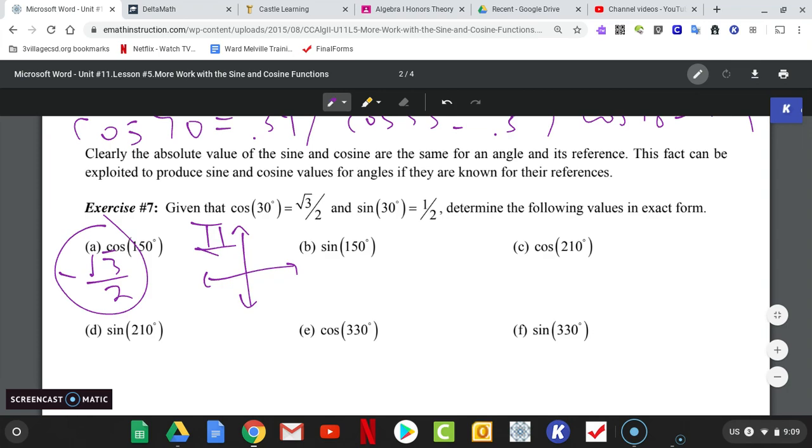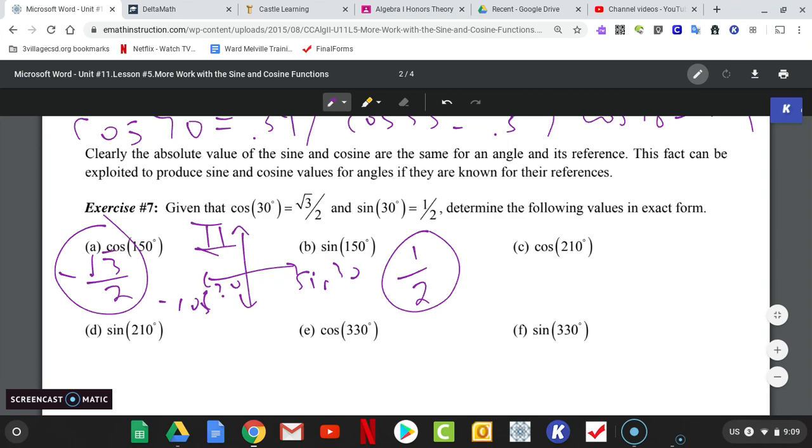The sine of 150, well, its reference angle is 30, right? But 150 is in the second quadrant, and sine is positive there. Therefore, my answer is going to be positive. So it's just 1/2. That's our answer. So that's equivalent to the sine of 30. And the cosine of 150 is equivalent to the negative cosine of 30.